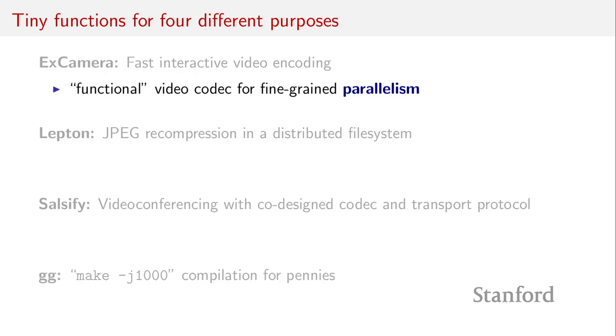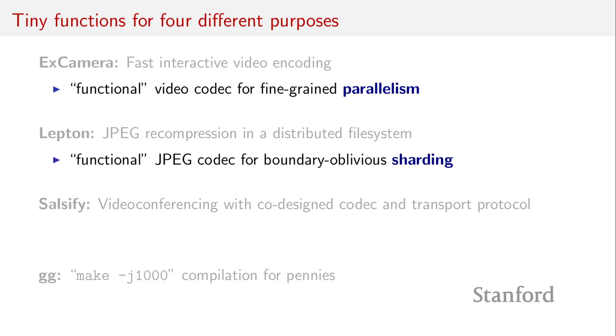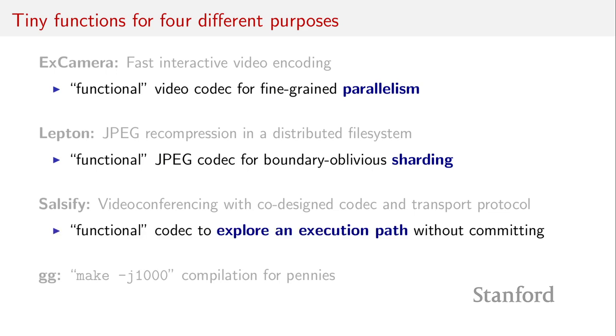And each of these uses this functional idea for a different benefit. In ExCamera, we have a purely functional video codec that we use to get fine-grained massive parallelism to reduce the end-to-end completion time. In the case of the JPEG recompression, we have a functional JPEG codec, a functional DC-predicted Huffman encoder, that we use to shard the JPEG files that Dropbox has on a distributed file system. So we can break them up into tiny little pieces that is compatible with their redundancy story, their sharding story.